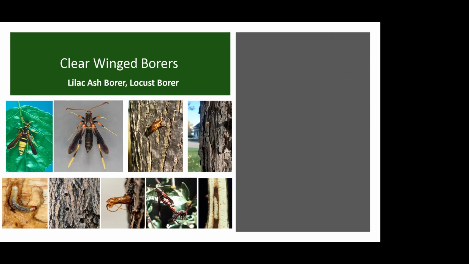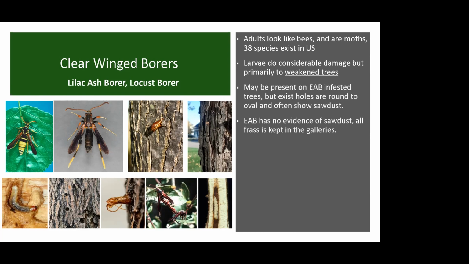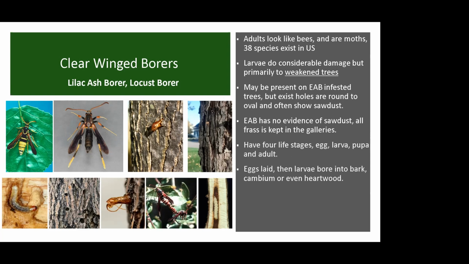These are round-headed borers, so they leave round or oval-shaped exit holes. You can see that in the second from the left-hand side. So as compared to D-shaped exit holes, these insects leave these irregular holes, and they'll often have sawdust in them. They do considerable damage, but the important thing here is that clear-winged borers typically attack weakened trees instead of healthy trees. They could be present while EAB is there, but remember, you'll see sawdust if it's a roundhead borer. You do not see that with emerald ash borer.